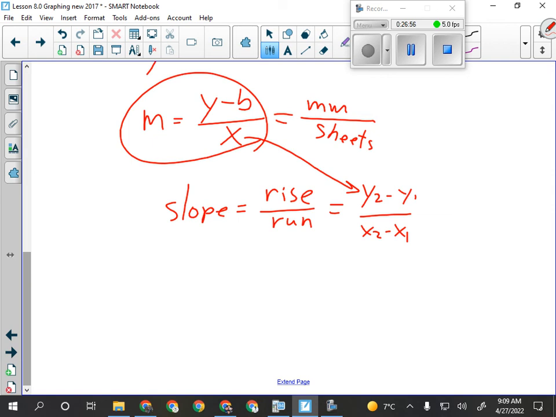y is y2. b is the first y value. It's what y is when x is 0. So we're going y2 minus y1 over x2 minus x1. The reason I only put x here is because at b, x is 0. Anything minus 0 is itself. Okay, so that's why we only write x. All right, so these two formulas are the same.